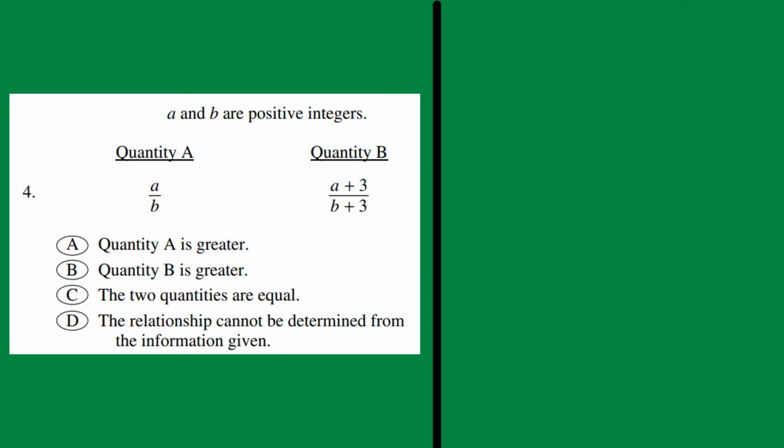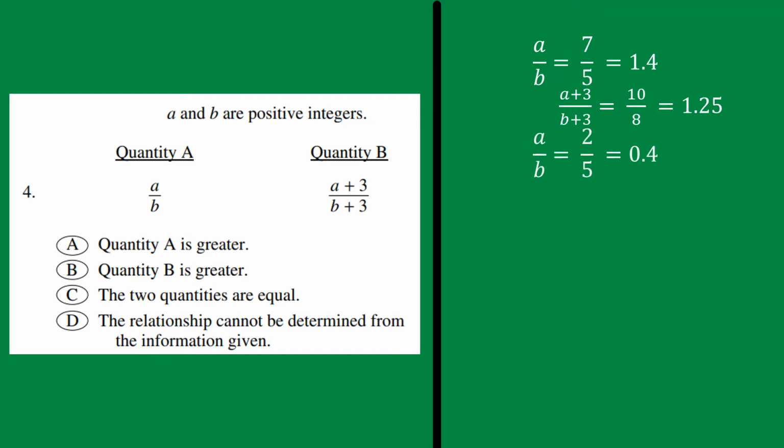For the fourth question, when A and B are positive integers, the quantity A is A by B and the quantity B is A plus 3 by B plus 3. We have to check whether A is greater, B is greater, both the values are equal, or we cannot find the information. So let us take some example where A is 7 and B is 5. The quotient A by B is 1.4 and the quotient A plus 3 by B plus 3 is 1.25. So in this case, my quantity A is greater than quantity B.